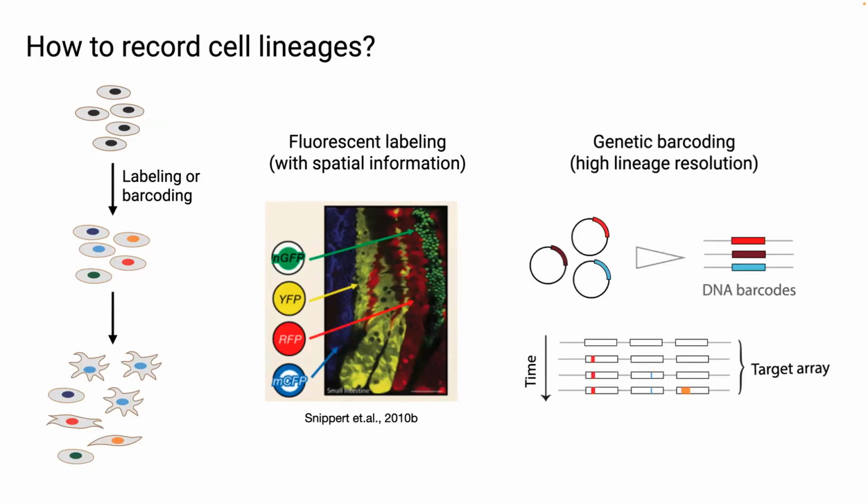Nowadays we can have a much better throughput. We can use different genetic barcodes to label lineages. For example, we can generate some random DNA sequences and use lentivirus to integrate these random sequences into the genome of the cell to label the cell lineages, and this can achieve very, very high throughput. You can also simultaneously profile the lineage barcode and the gene expression in a single cell. And then you can also introduce a barcode array into the cell and use Cas9 to edit this array over time to generate lineage information.